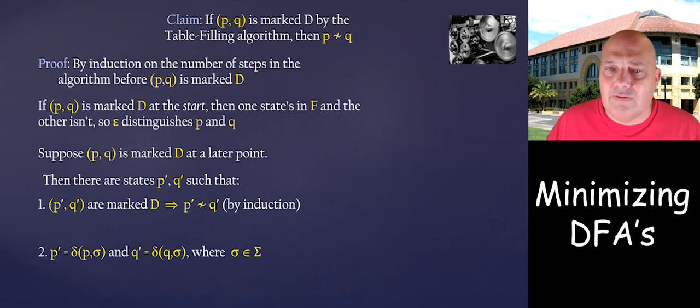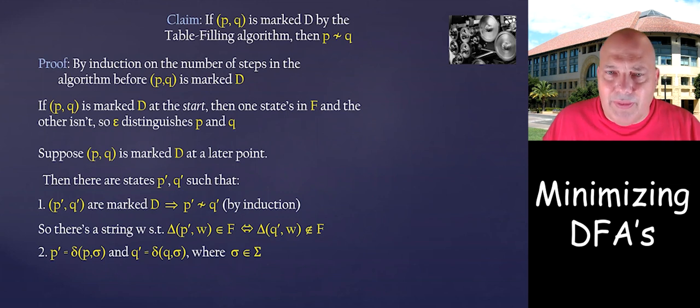And for some symbol sigma, we have that P prime is the state you get from P on sigma, and Q prime is the state you reach from Q on sigma. And we want to take these two things together to argue that P and Q are indeed distinguishable. And I already hinted about this before. So we're going to concatenate sigma to the evidence we had before.